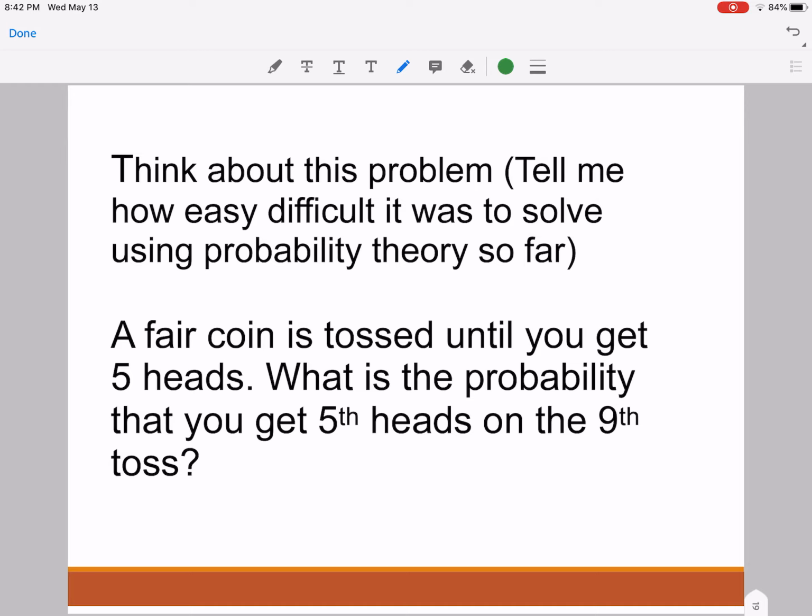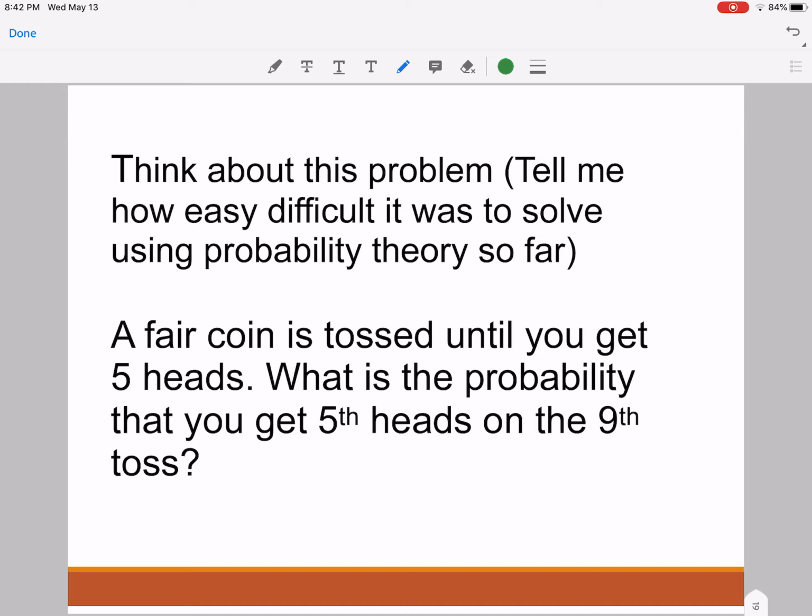Okay. Before I let you guys go, here's what I would like for you to do. Carefully read this problem statement and try to use the probability theory that we have seen so far to solve this problem. Try to use all possible theorems and axioms and tree diagrams and what have you to solve this particular problem. A fair coin is tossed until you get 5 heads. What is the probability that you get the 5th heads on the 9th toss?